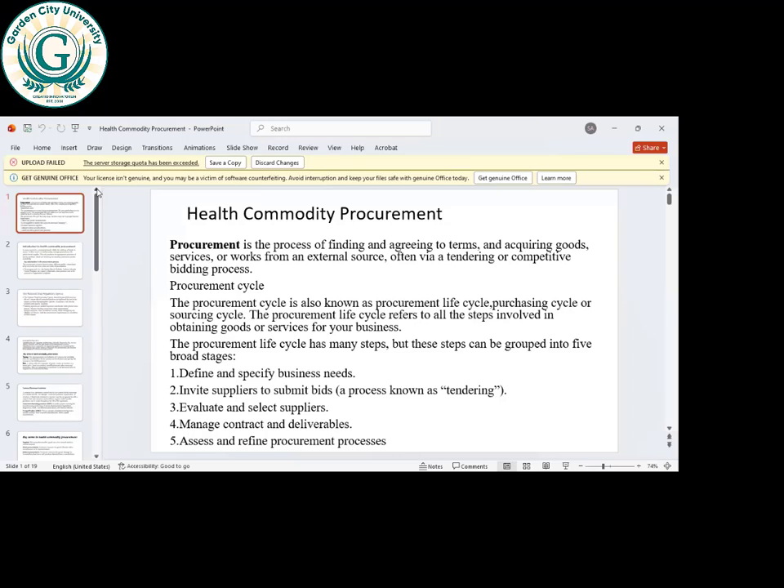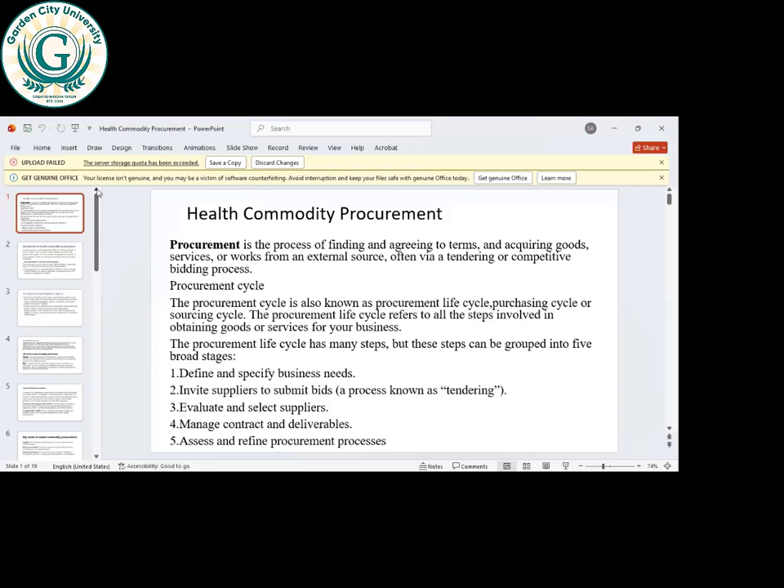So the first stage is define and specify business needs. How do you define it? You want to procure items, you need to define the items you want to procure. What is the meaning of definition of items?